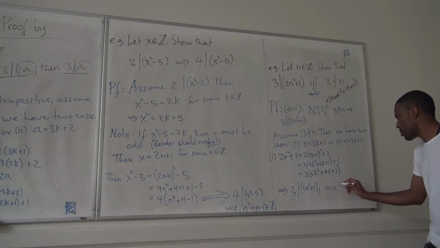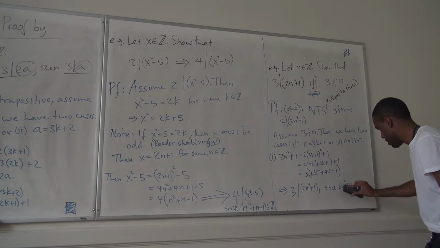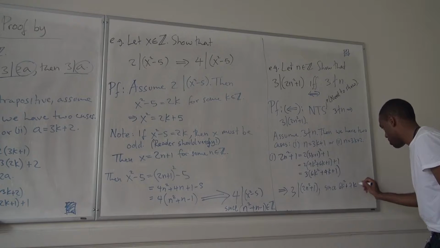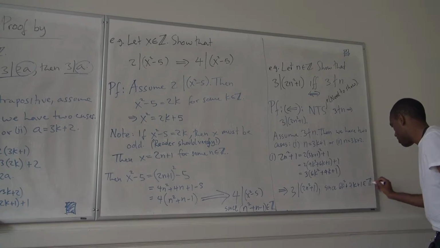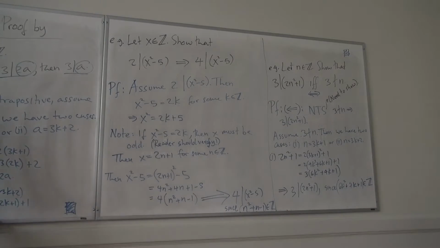Since 6k squared plus 4k plus 1 is an integer. That's going to leave a mark. Now we deal with the second case.